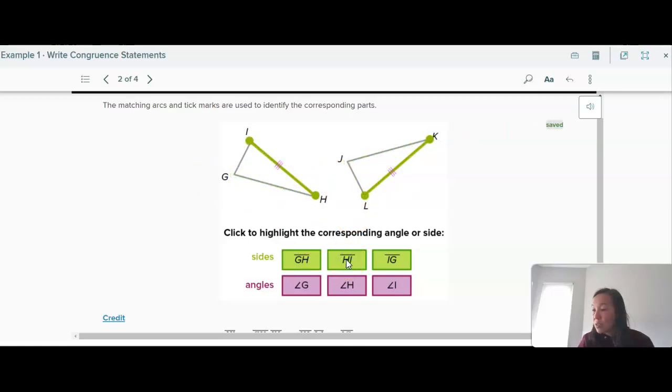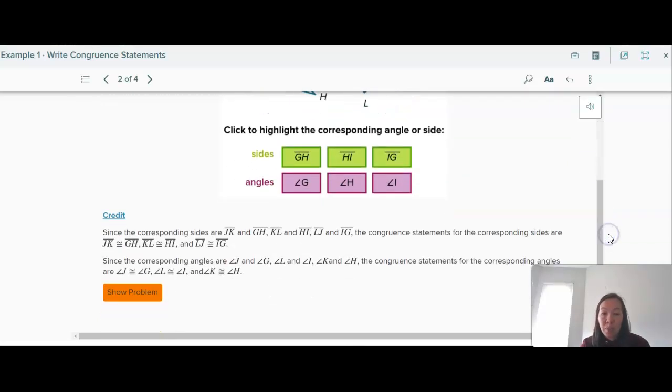HI corresponds to, this doesn't look like the same one in the book. Oh, it is. HI corresponds to LK. They give you this one on the right and you fill in this one down here. Then JL, or LJ as it's written in the book, corresponds to IG. Again, angle J corresponds to G, K corresponds to H, and I corresponds to L. These are the marks used, and those are the congruent corresponding sides. If you missed them, you could fill in those blanks.